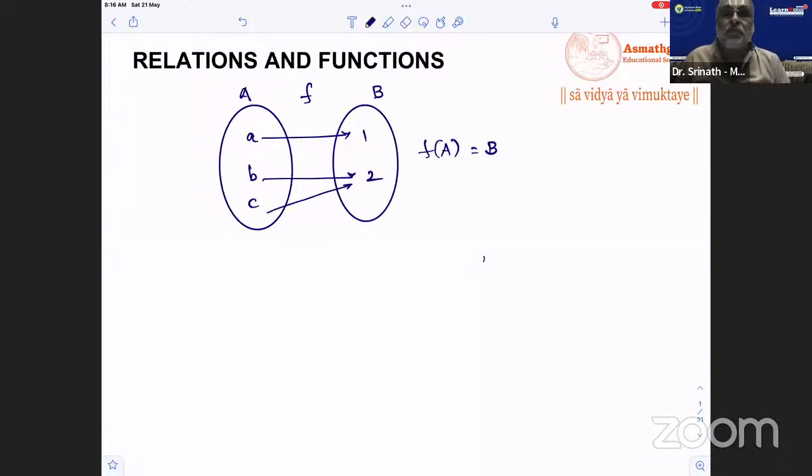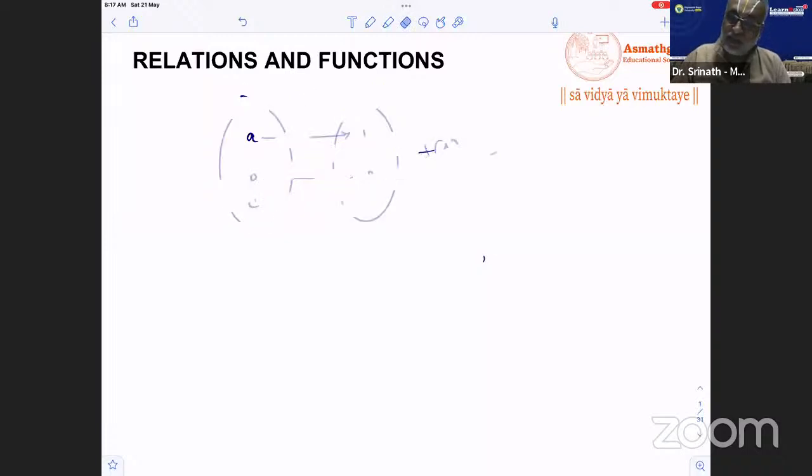Now, what is more important for us is a function which is both one-one and onto. A function which is both one-one and onto is referred to as a bijection. What is the advantage of a bijection? It becomes invertible. Invertible means you can always find an inverse function. So these are some of the things.